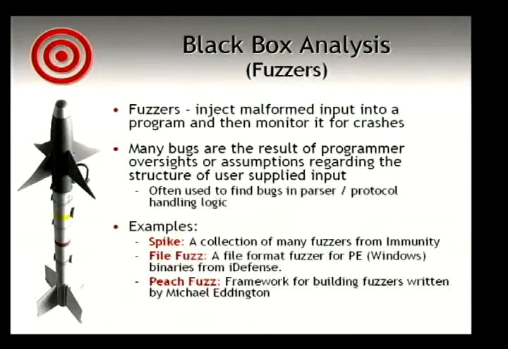A lot of bugs are the result of programmer oversights regarding assumptions about the structure of your user-supplied input. So these fuzzers are often used to find bugs in parser and protocol handling logic. Some examples of fuzzers in use would be Spike from Immunity. FileFuzz was created by the iDefense guys and presented at BlackHat last year. And then Peach Fuzz, which is a framework for building your own fuzzers.